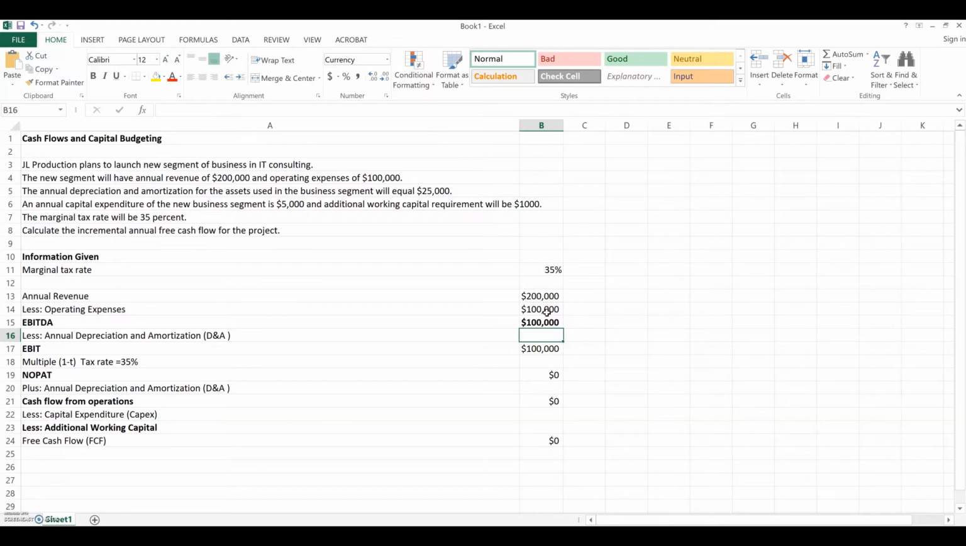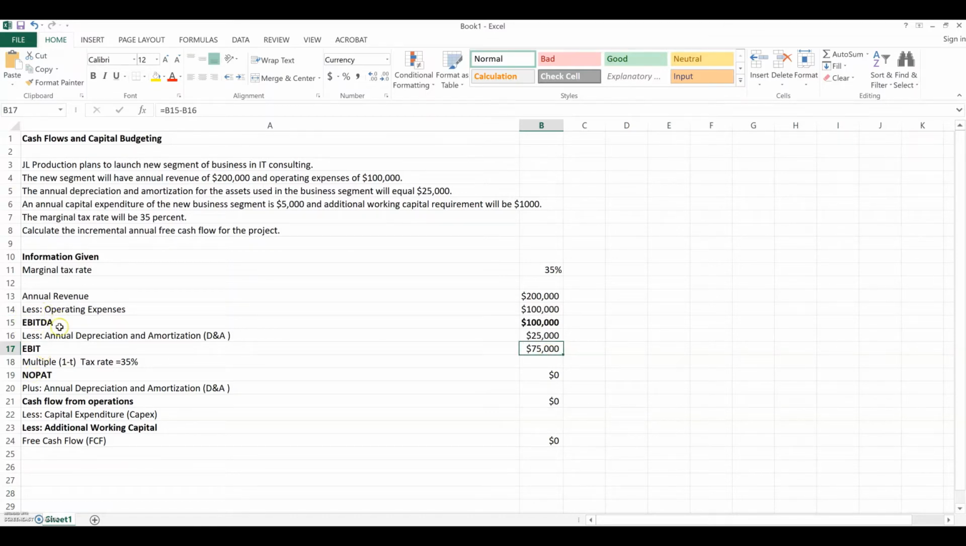In the latter case, it refers to allocating the cost of an intangible asset over a period of time. So remember, depreciation is charged for tangible assets and amortization is charged for intangible assets. In this case, the amount of depreciation and amortization is $25,000, so we have to enter data for that. And you can see after deducting this depreciation and amortization, the amount left is $75,000, which is your EBIT.